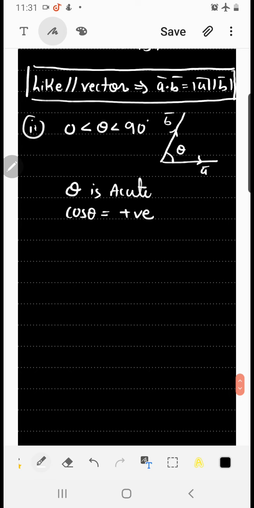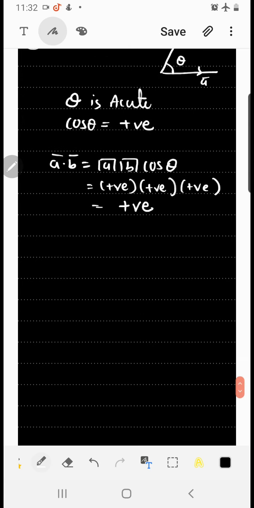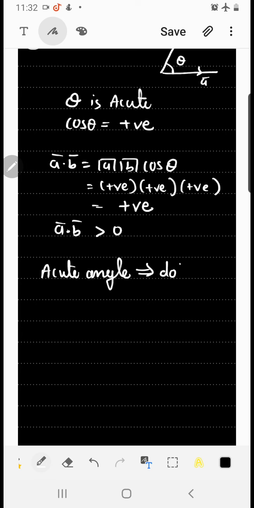It will be positive. So with that, what would be their dot product? Can I say mod of A, mod of B, cos theta? Here if you see, mod of A is positive, mod of B is also positive, and cos theta is also positive. So can I say the end result would be positive? And symbolically, positive means A bar dot B bar greater than 0. So here remember, whenever we say acute angle, it means dot product is greater than 0. Now whose dot product, let's leave it for the sum.